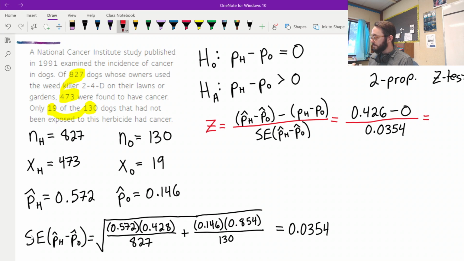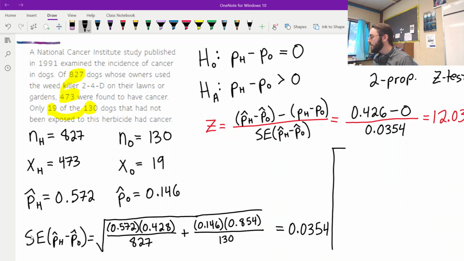Okay, so 0.426 divided by 0.0354 gives us a z-score of 12.034. 12.03, fine. At that point, it doesn't matter. Z-score of 12. Okay, that is grossly larger than 2, right?